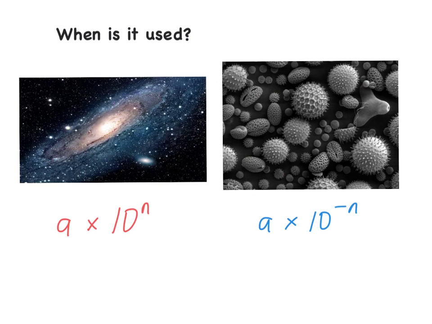For larger numbers, algebraically it's written like this, where you have a number and you're multiplying it by 10 raised to a power, and this is a positive power. On the other hand, for smaller numbers, it's raised to the negative power.